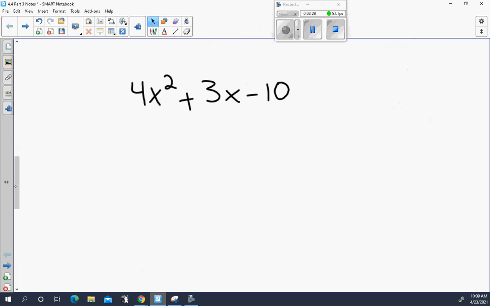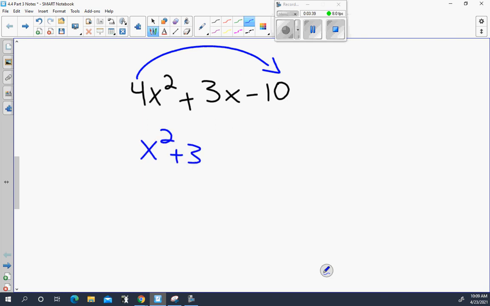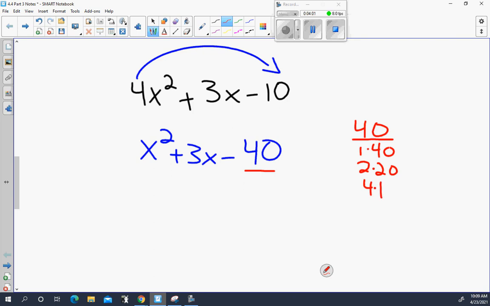What happens if we have a trinomial but a number is in front? We do that slide, divide, and bottoms up. So that number, we slide over. So we're left with x squared plus 3x minus 4 times 10, which is 40, because we slid that 4 over. And now I can factor out this trinomial by finding the factors of 40. 1 times 40, 2 times 20, 3 doesn't go into it, 4 times 10, and 5 times 8.